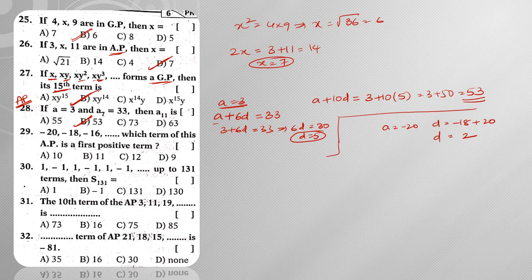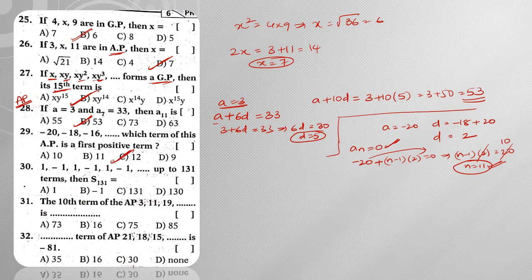Now since I need the first positive term, I need to consider the nth term equal to 0. Using the concept, the an formula is a plus n minus 1 into d, which is minus 20 plus n minus 1 into 2 is equal to 0. When you transpose this minus 20, it becomes n minus 1 times 2 is equal to 20. In 2 table, 20 goes 10 times. So n is equal to 11. That means 0 is the 11th term. So when 0 is the 11th term, its next term will be my first positive term. That means n is equal to 12.